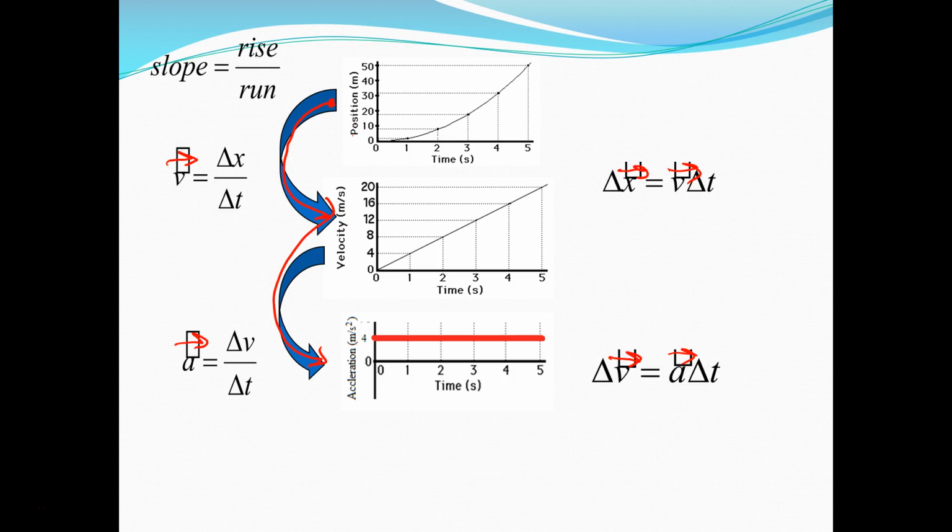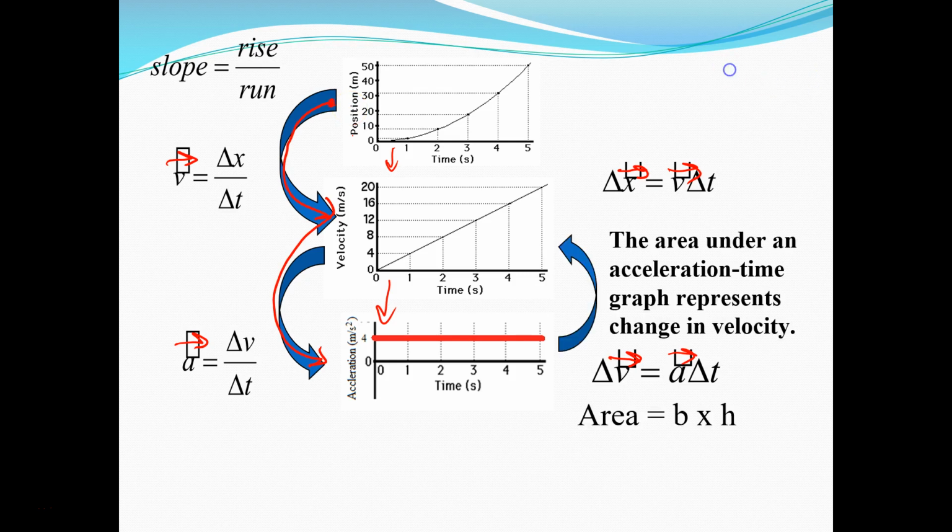Another way that you can look at this if you know calculus is that the derivative of our position graph will give you our velocity, and the derivative of the velocity graph will give you acceleration. But you don't need to know that for this class. All you need to know for this class is that the slope of our position graph gives us our velocity, and the slope of a velocity versus time graph gives us our acceleration. Another cool thing is the area under the curve. The area under the curve of our acceleration represents the change in velocity.